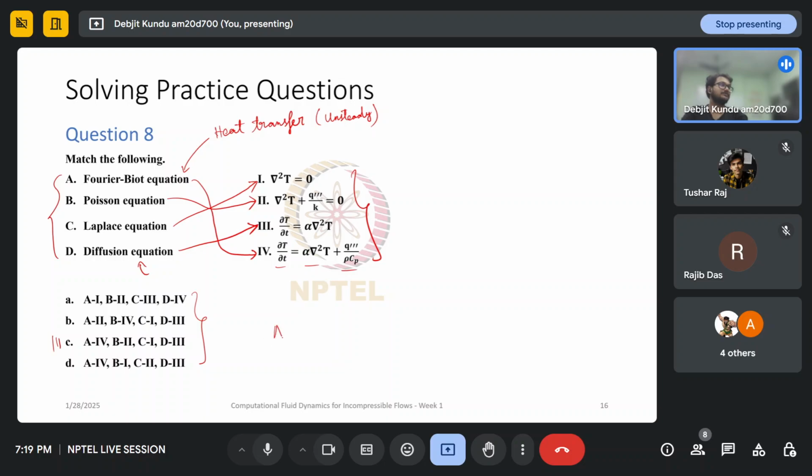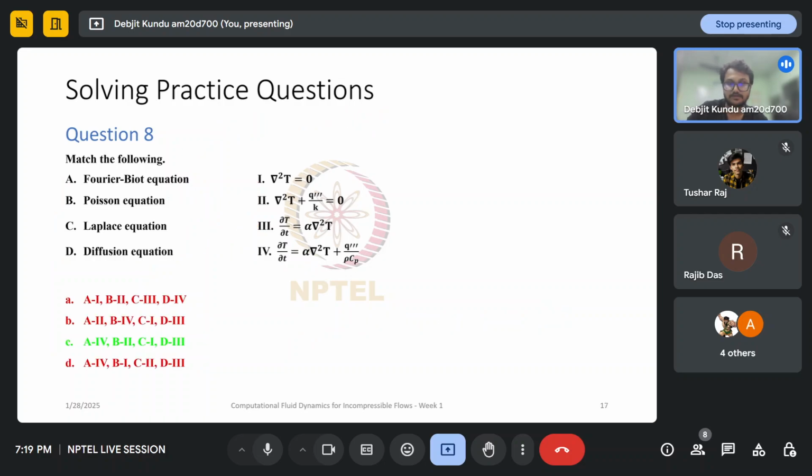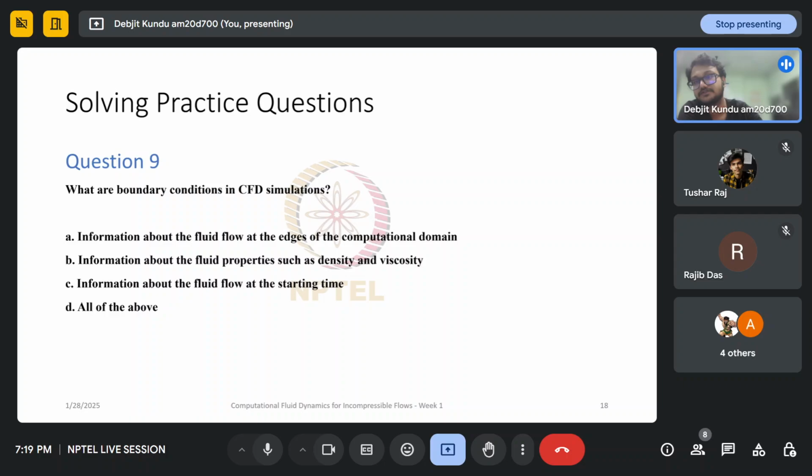So I try to write this: A4, B2, C1, and D3. Does that match with option C? 4, 2, 1, 3. Yeah, looks good. So let's take a look at the solution. It is actually option C. Good. Well done, everyone. Any questions on this? All right. If no questions, we move along.